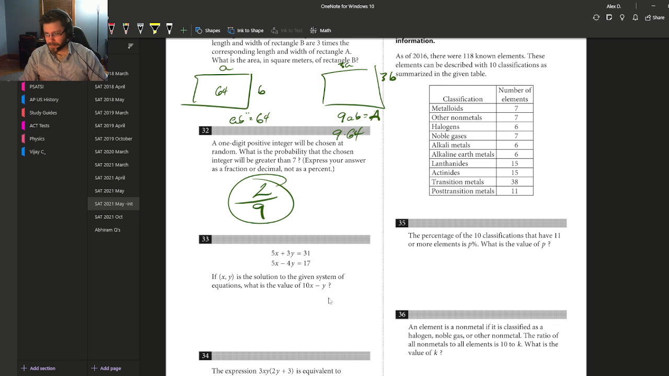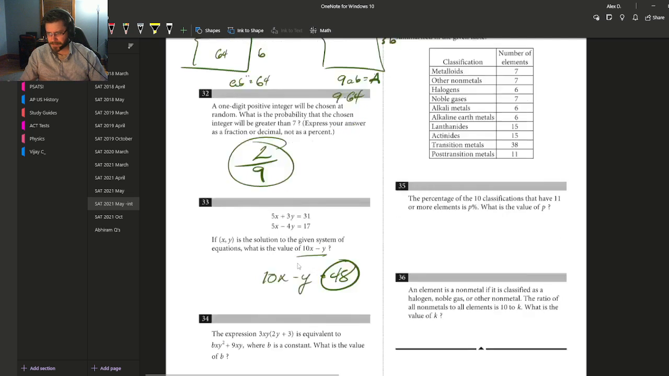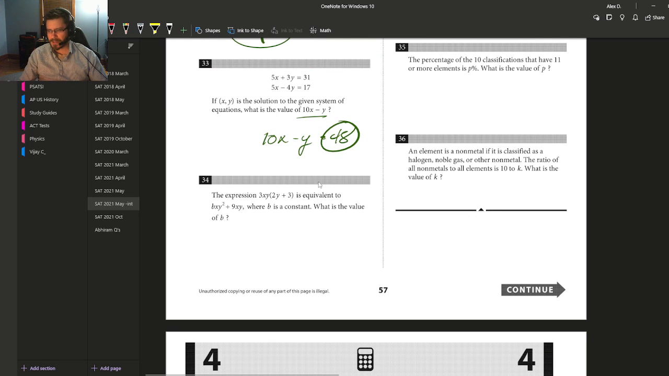Linear system, 10x minus y. If I add this together, we get 10x minus y. 5x and 5x is 10x. 3y minus 4y is minus y. Add that together, you get 48, and that's your answer. They love doing crap like that.